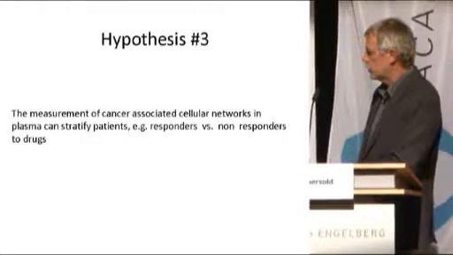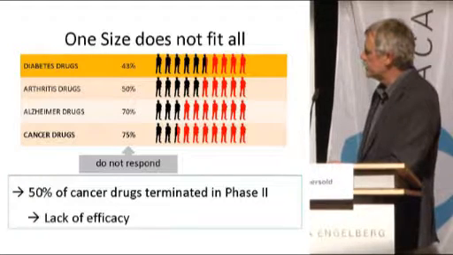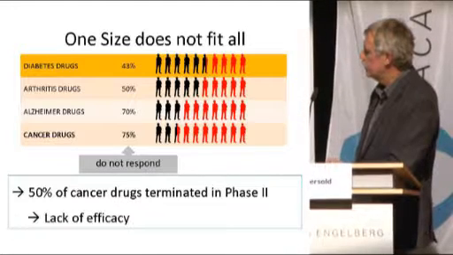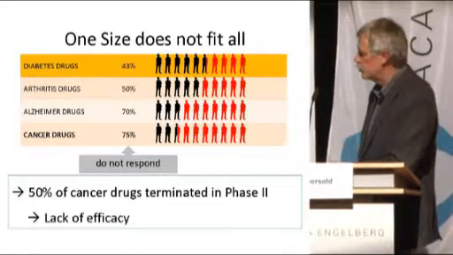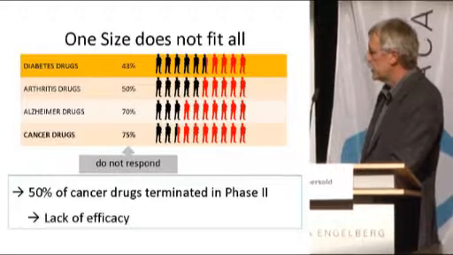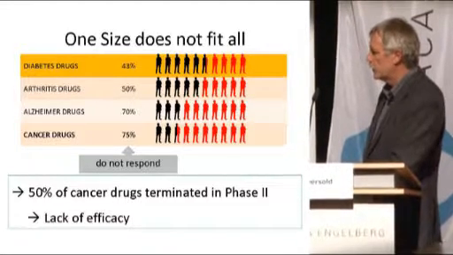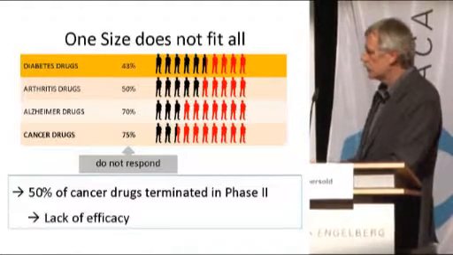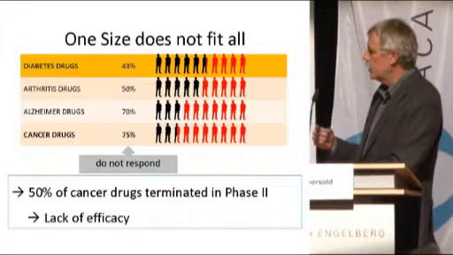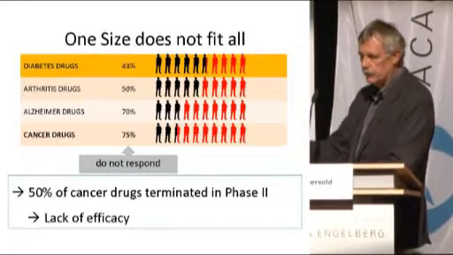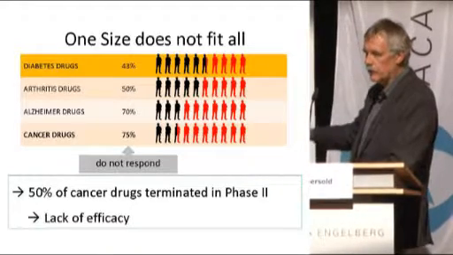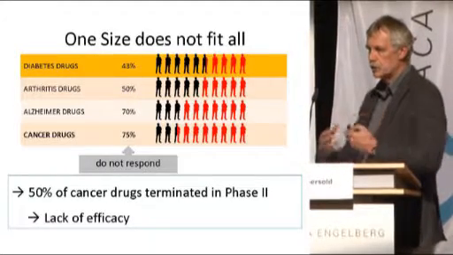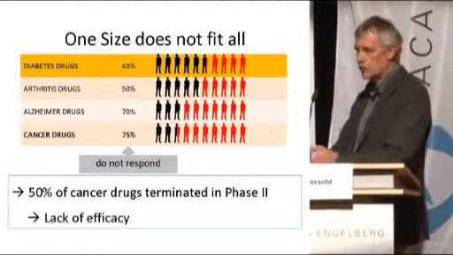This is a very common problem in clinics, and these are some of very common diseases. These are the percentage of patients which are treated which do not actually respond to particular drugs. And the consequence is that many cancer drugs, and the same is true for other diseases, are terminated early because of lack of efficacy, even though they might be very, very good for a subset of the population, but not for others, for non-responders. So we would like to ask now, can we use this strategy of measuring perturbed networks remotely in the plasma for stratifying patients?